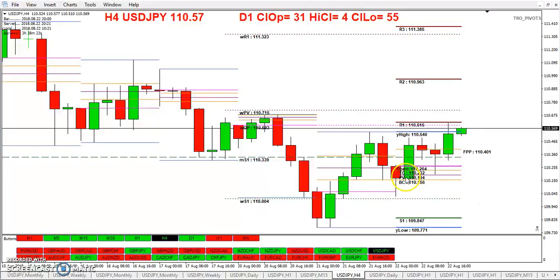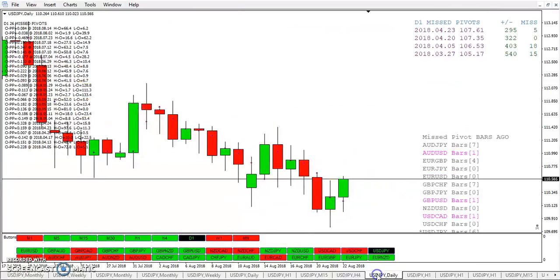And you can see here, once again, we covered pivot and that weekly pivot right here at 110.71. Still looking to get that pivot on the week. And once again, we've covered all the pivots this week.